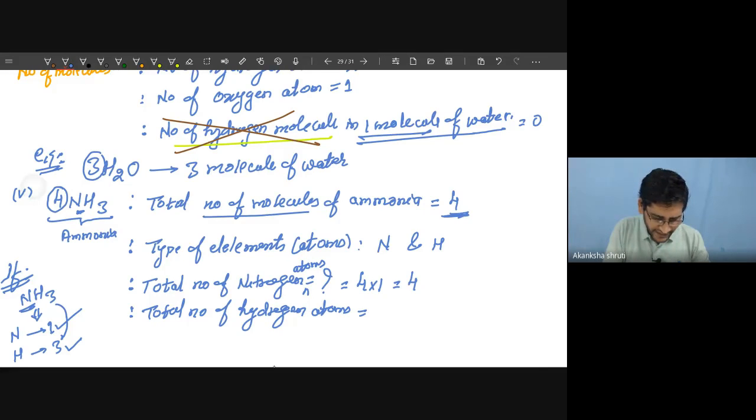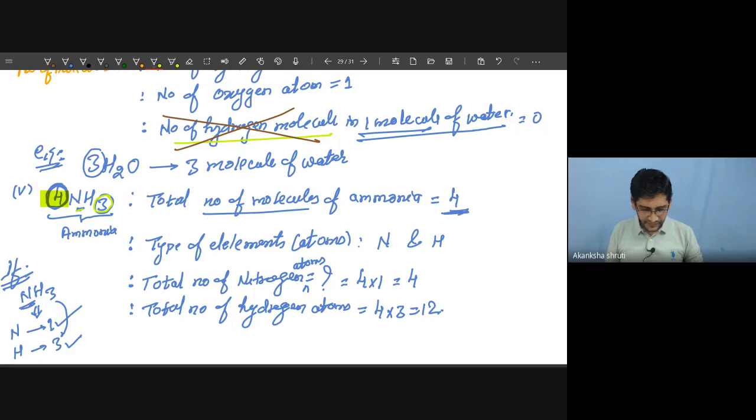So this 4 is obtained by considering the multiplication factor 4, and for hydrogen the suffix is 3, so it is 12. Now I hope you people are getting the difference between the coefficient written before a number and what we mean by the suffix written after an element. Okay, students? For understanding this, I had explained.